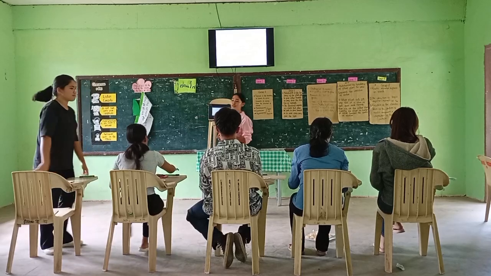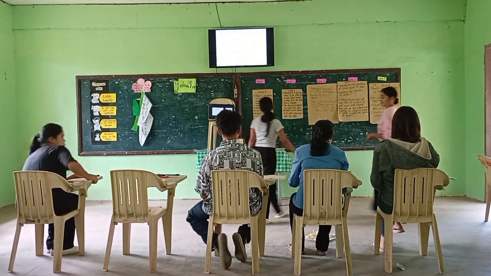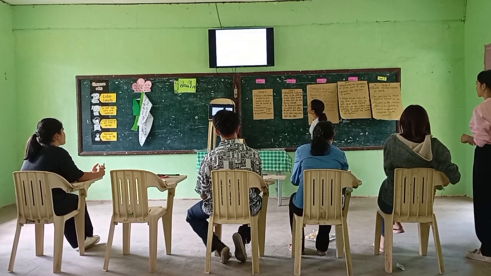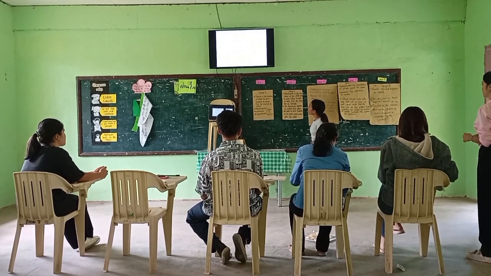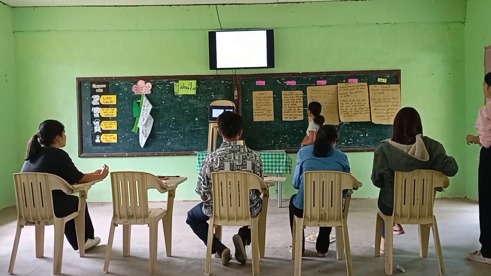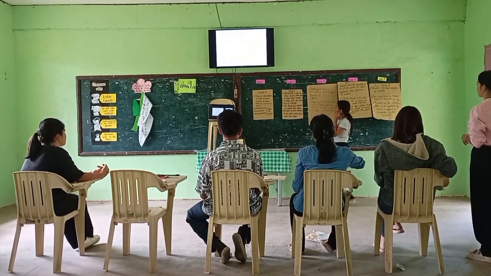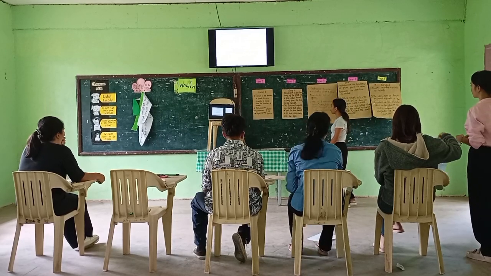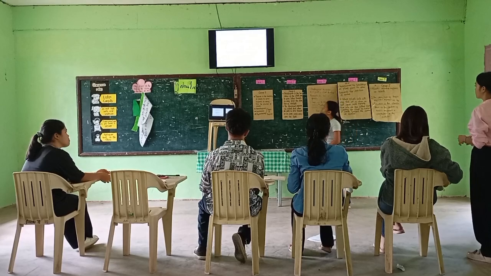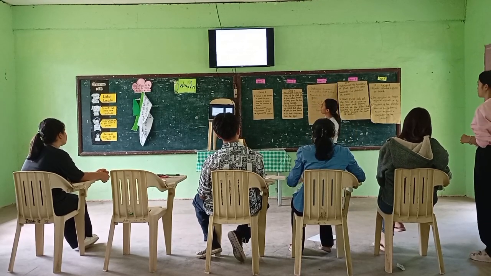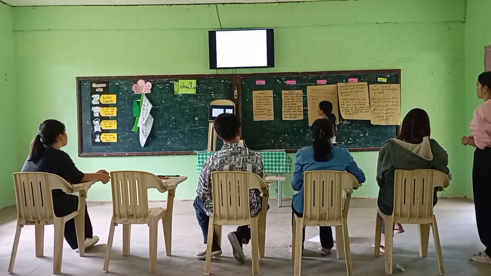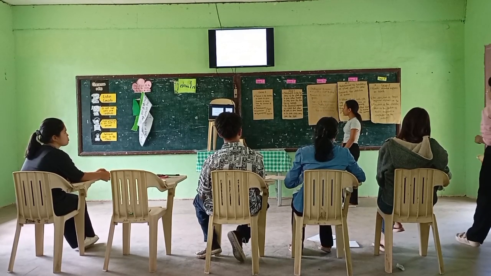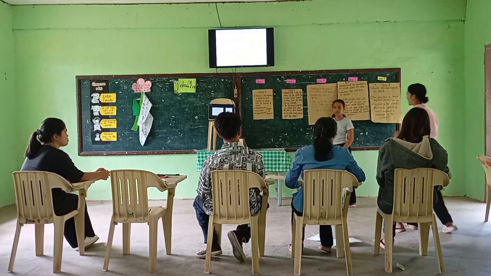Okay, how about group 2? Good afternoon, ma'am. My question is, what is phototropism? My answer is phototropism is the tendency of plant parts to grow either towards or away from the direction of sunlight. Second question is how does phototropism occur in plants? The directional response of a plant that allows the plant to grow towards or in some cases away from the light.